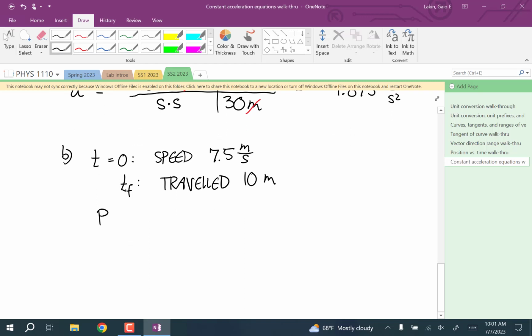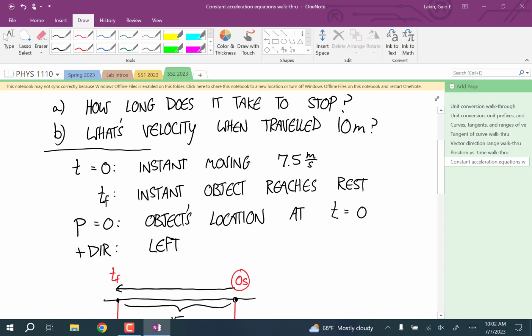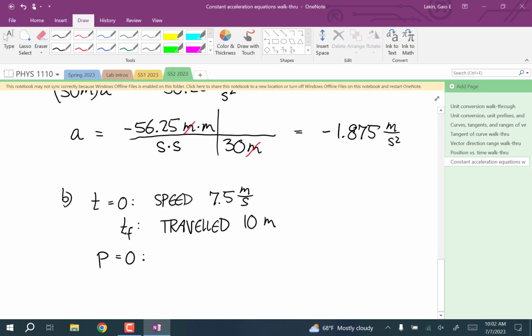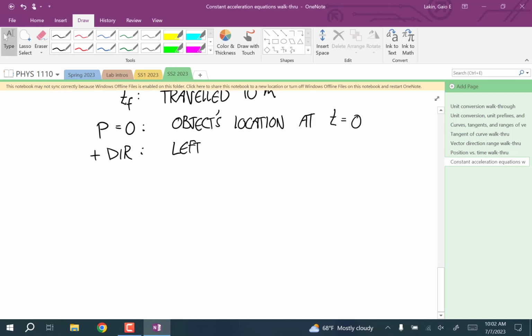Our position equals 0 and positive direction can still be the same as they were. Position equals 0 is going to be just like it was, the object's location at time equals 0. And our positive direction we can keep the same. And let's go through what we know and what we want.